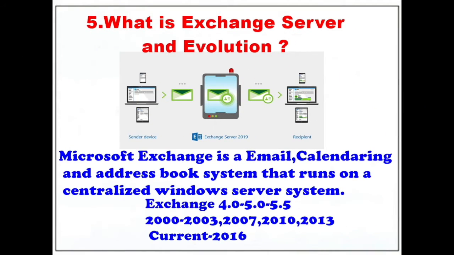Fifth question, what is Exchange Server and its evolution? Microsoft Exchange is an email, calendaring and address book system that runs on a centralized Windows server system. Exchange 4.0, 5.0, 5.5 and 2000, 2003, 2007, 2010, 2013 and the current is 2016.